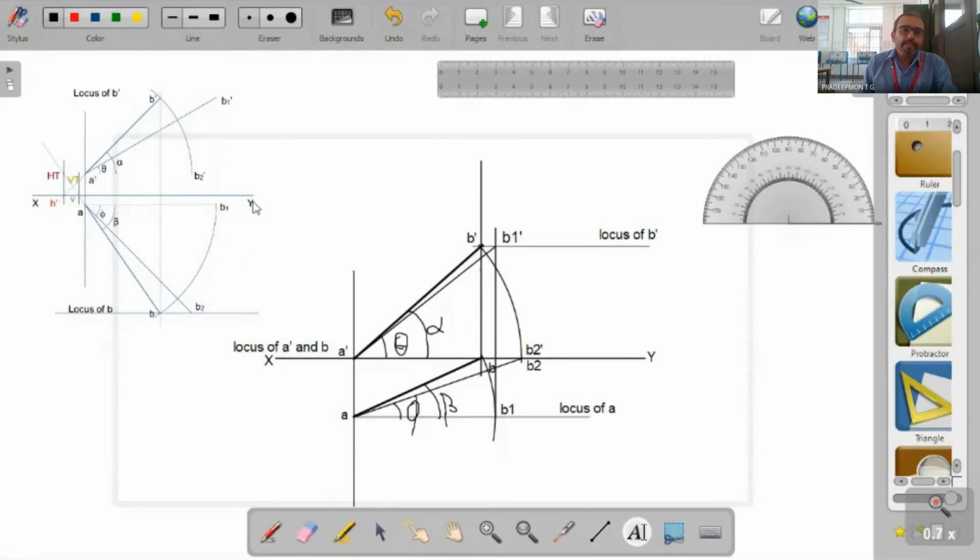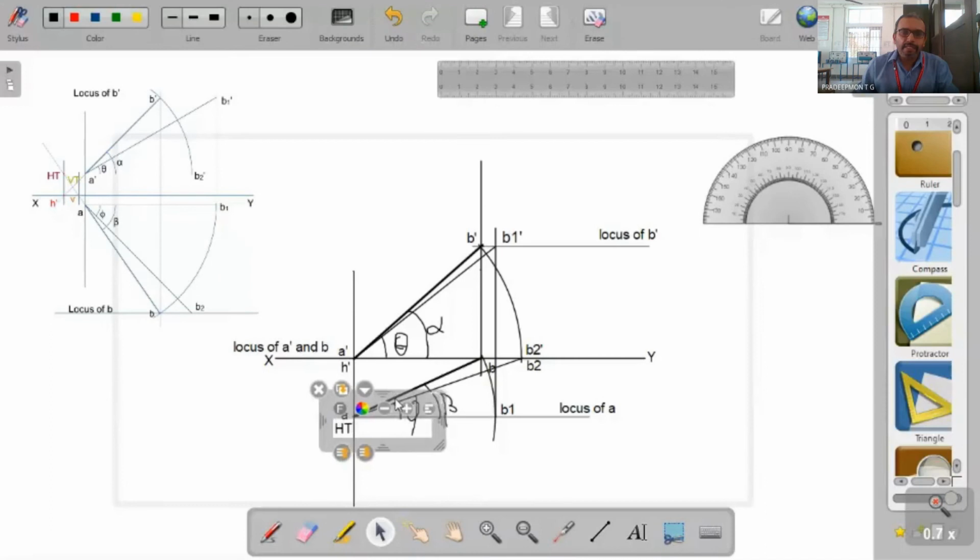So here A dash B dash, we need not extend A dash B dash, since A dash is lying in the XY line. A dash itself will be the point H dash. So that is the point H dash, since A dash is lying on the XY line. Now HT will be the same point as A. So this point A will be the same as HT.